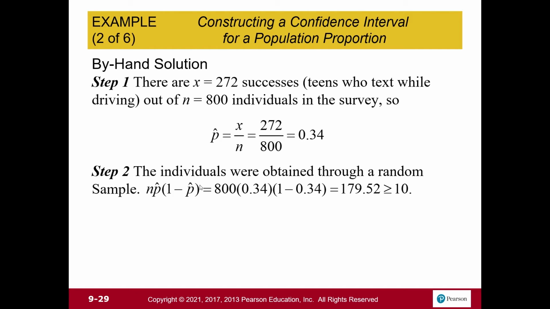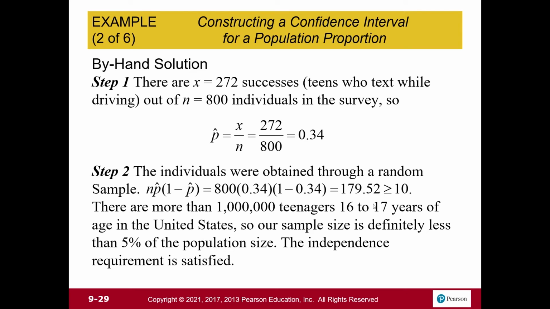But we do need to check. We need to make sure that we have a nice sampling distribution, a normal distribution. And if it satisfies this, then our sample will be normal. And n times p hat times 1 minus p hat is greater than 10. So there are more than 1 million teenagers, 16 to 17 years age in the US. So our sample size is definitely less than 5% of the population. The independence requirement is satisfied.